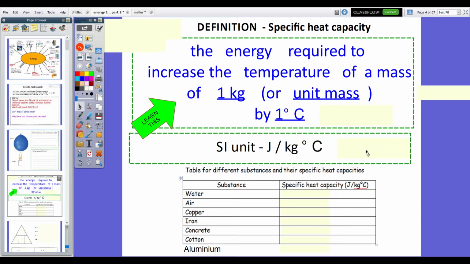So really, if I tell you the specific heat, then you know how much energy for a substance that you would need to get 1 kilogram of that to increase by 1 degree C.